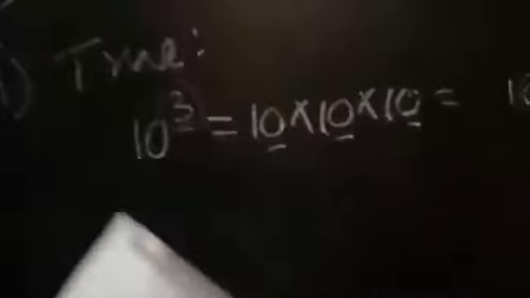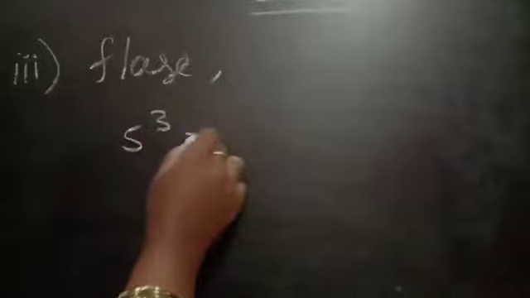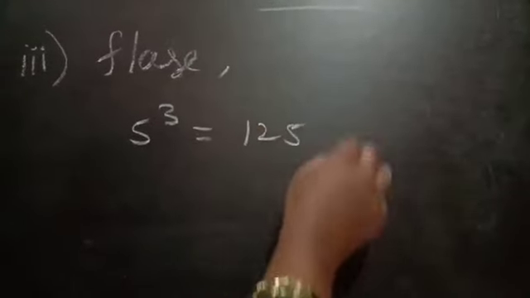Third one is, if square of a number ends with 5, then its cube ends with 25. No, for every 5 we will not get 25. The third one is false because 5 cube means 125.